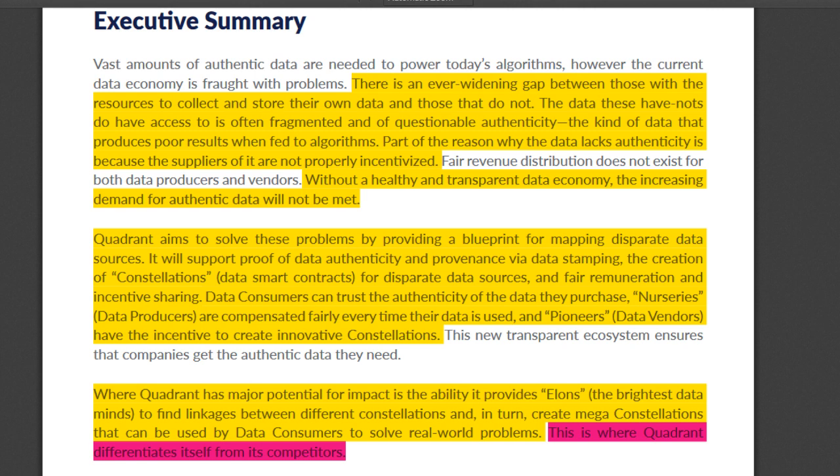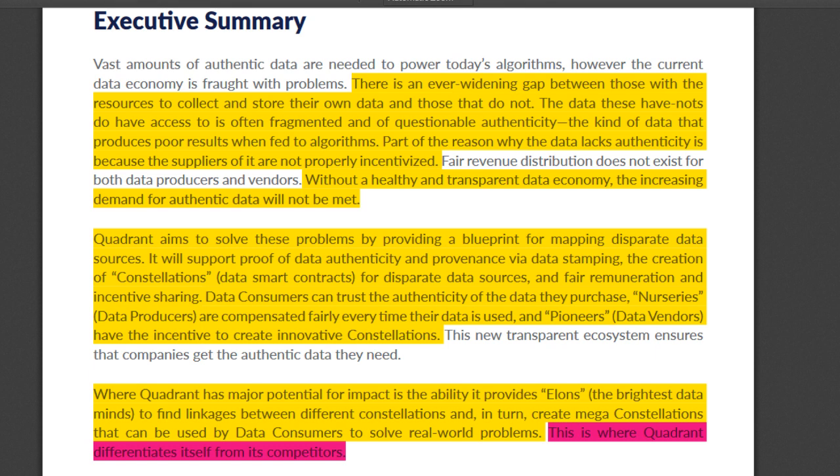So Quadrant aims to solve these problems by providing a blueprint for mapping disparate data sources. So you have aggregators right now that are just putting all this data together. This is a blockchain-based way of stamping who's providing data, when they provided it, to make sure it's proper and true, and then bringing it all together where you can, I'm not going to say bypass the middleman, because you still need somebody to aggregate this stuff together, but you can purchase the correct segment of data from each aggregator that has it. So if you're just looking for data on shoes, you don't have to buy all the data an aggregator has on clothing purchases. You can just get the shoe data and purchase that portion.